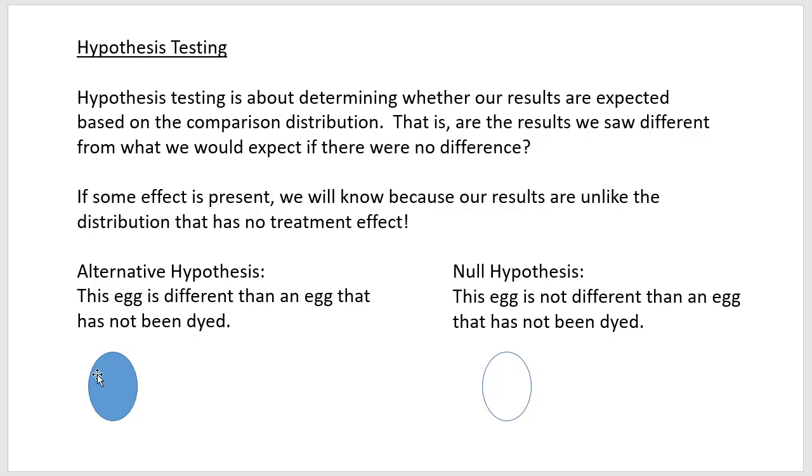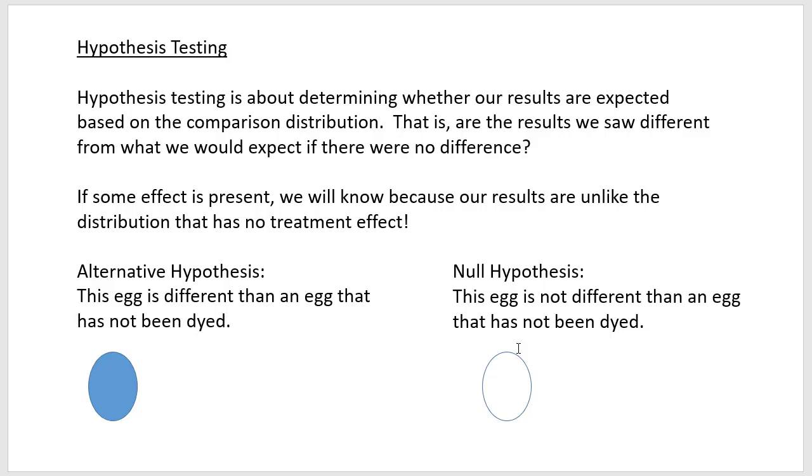We know that this egg is dyed, not because it is dyed, but because it's different than an egg that is not dyed. Now, obviously, in our heads, we skip the logic that says that's not the same as an undyed egg. It just is blue, so it must be dyed. But the logic is that it's blue. It means it's different than the white egg.